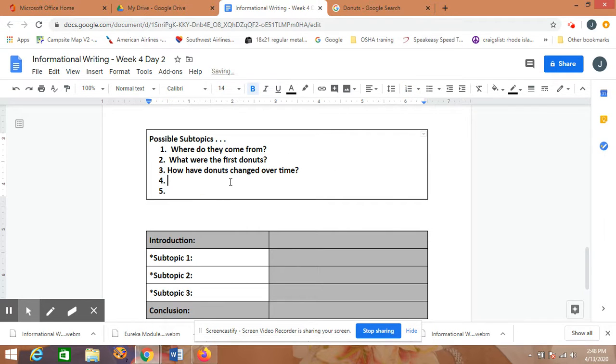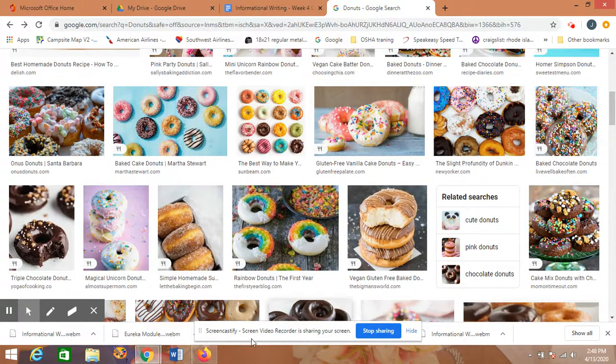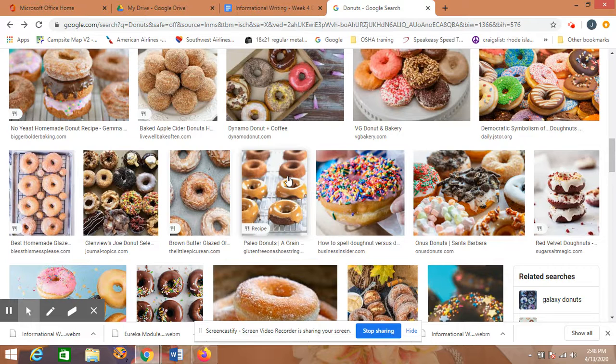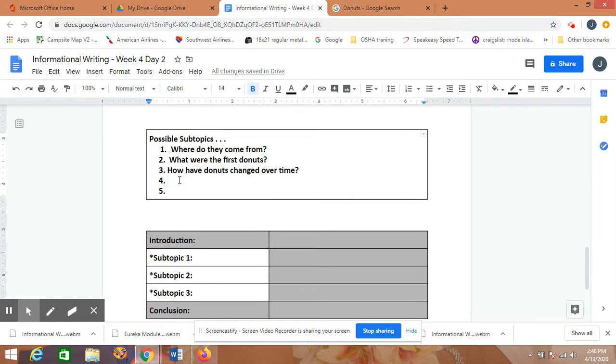How about how donuts became popular? That could be a huge idea because someone somewhere in the world must have. I imagine some people made donuts at first, maybe for themselves, but then someone started making them famous by selling them at a very popular restaurant or something, or a bakery. So that would be a good one. How did donuts get so popular? Because now people eat them all over the world. So how did that happen? How did donuts get so popular?